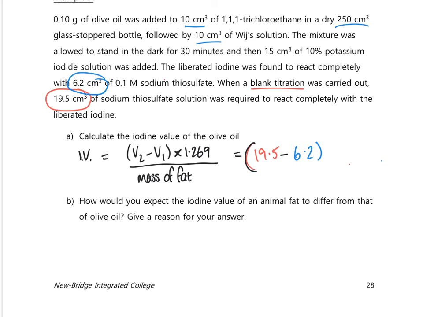That is when you add your ICl to the oil, then you take what's left over, react it with your KI, and then take the liberated iodine and react that with the sodium thiosulfate. Spot on. But without the oil, you skip the first step, so it's just ICl plus your potassium iodide gives you liberated iodine, which you then titrate against sodium thiosulfate. Simple.